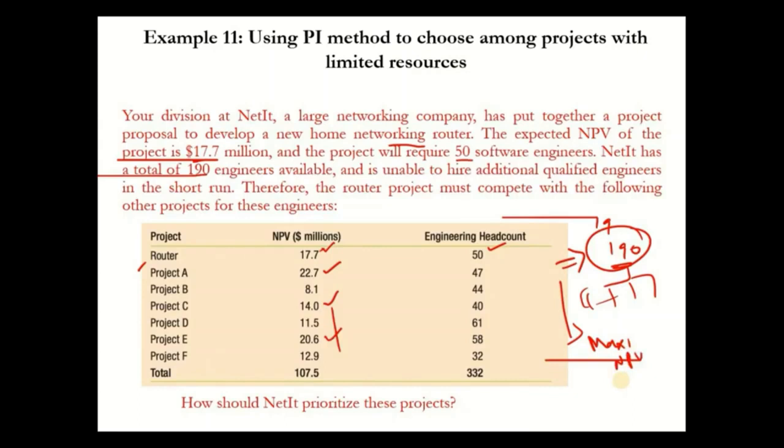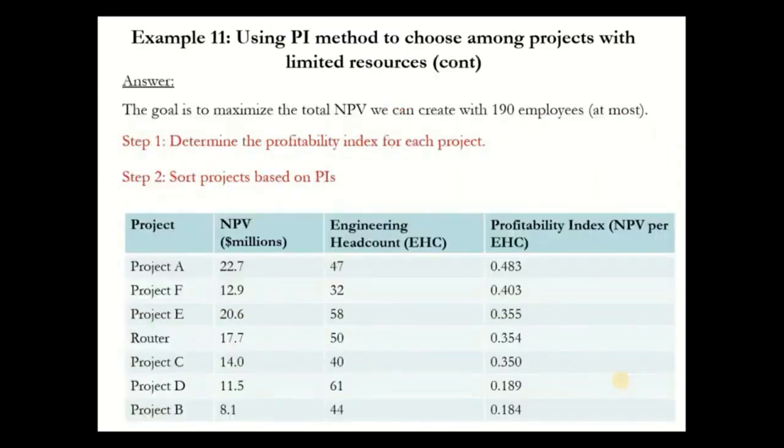Okay, so let's see the example. It would be easy. Once we have the NPV and the head count, the next step is to calculate the profitability index. So this is the NPV and this is the head count. Consider the NPV as the inflow and this is your head count. So what is the profitability index? It is 0.483.